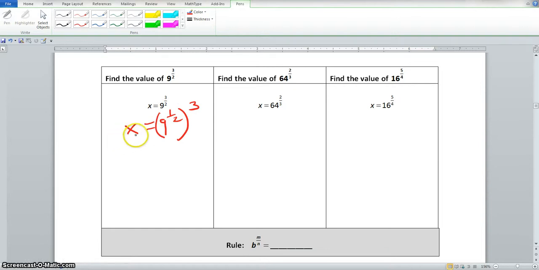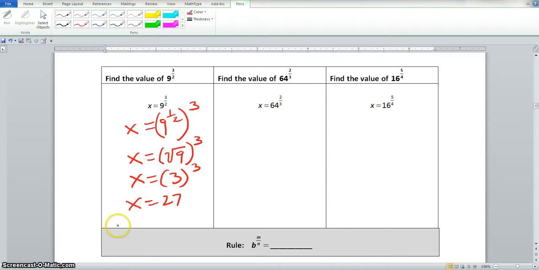Now, this is what we could do next. We will have x is equal to, we know that 9 to the 1/2 is the same as the square root of 9, and that value to the third power. So we have x is equal to 3, and 3 is taken to the third power. x is equal to 27. And that is the final answer.